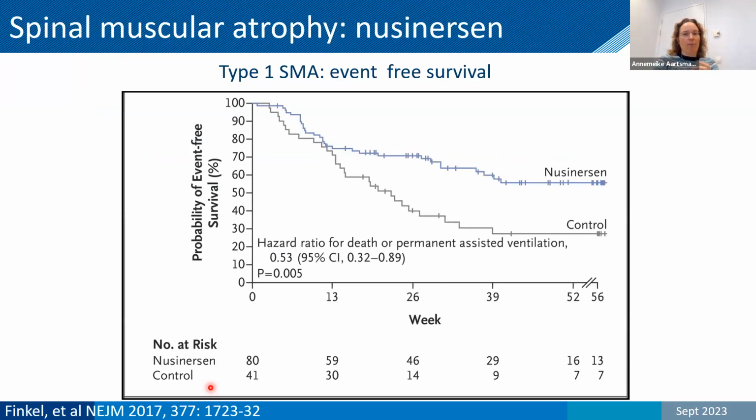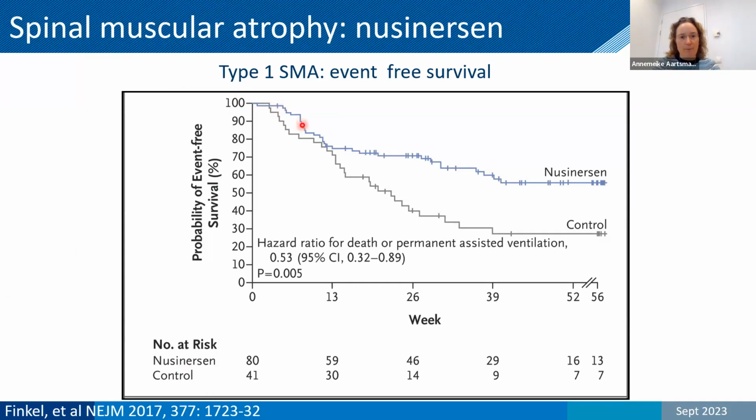So then, of course, does this work in diseases? Well, yes, in spinal muscular atrophy, it's been shown that this actually does work. And what I show here is the first placebo-controlled clinical trial that was done in spinal muscular atrophy type 1. That's the most severe form of spinal muscular atrophy, where normally within 2 years, patients either die or are on permanent ventilation. So it's a very severe disease. And the endpoint they used in this clinical trial was death or permanent ventilation.